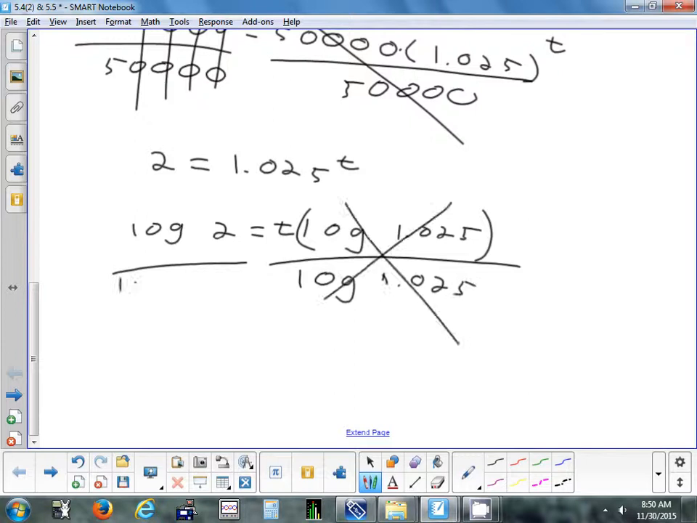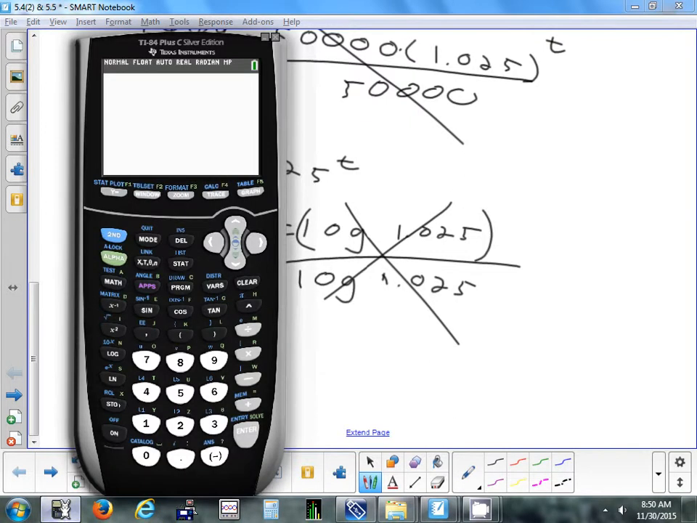So that's gone. And there's my answer right there. Okay, I'm just going to type it in and see what I get. If you remember from the way we did it graphically, I think it was about 28 years. So let's see if we get the same thing.